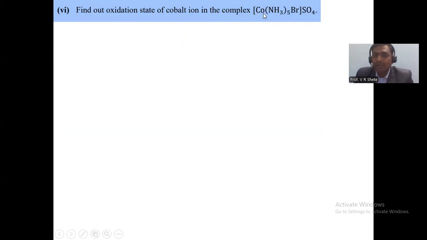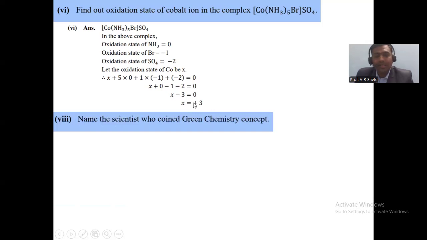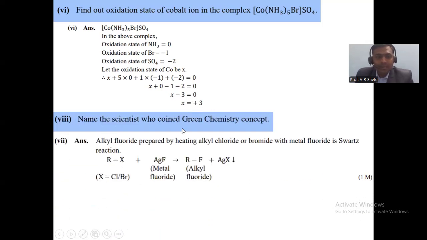But when we're discussing this compound, amine as a ligand, bromo as a ligand, along with the sulfate. So amine contributes 0 oxidation state, bromine -1, sulfate -2. If you substitute these values, 5 into 0, 5 into 0, 1 bromine into -1 and sulfate contributes -2, you'll get 3.